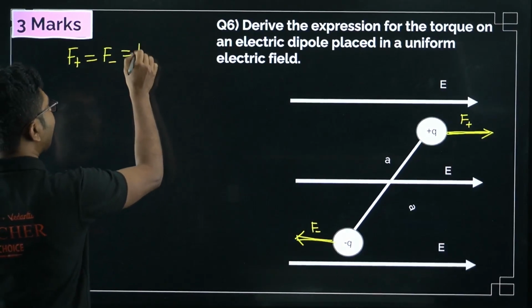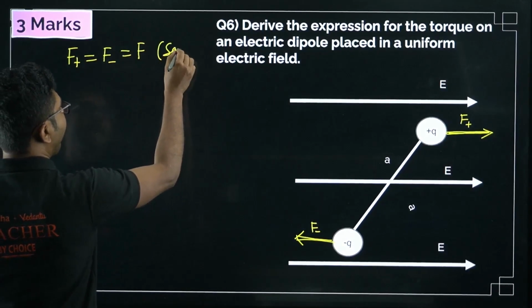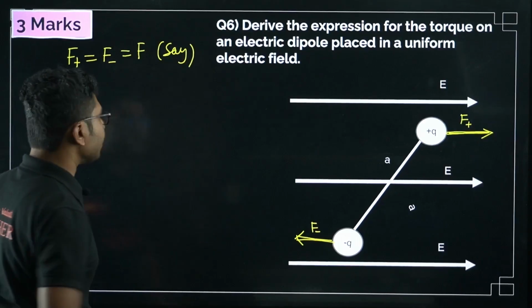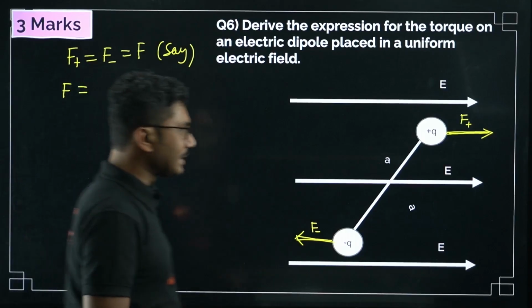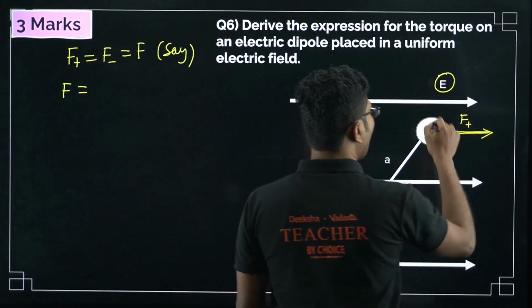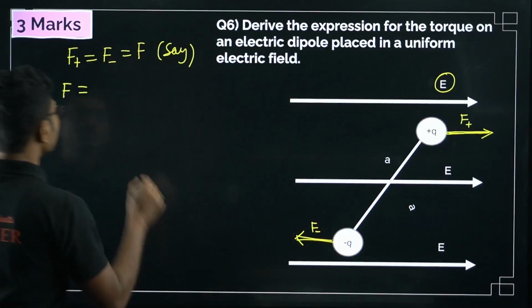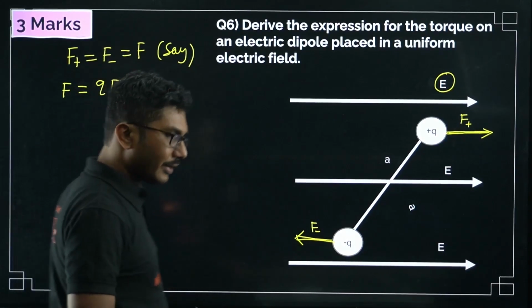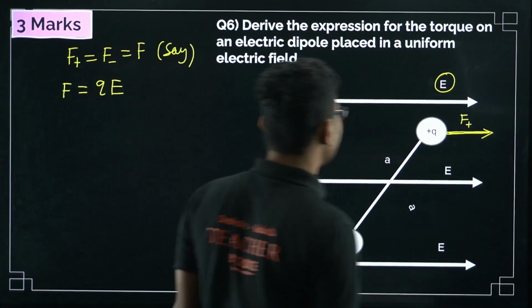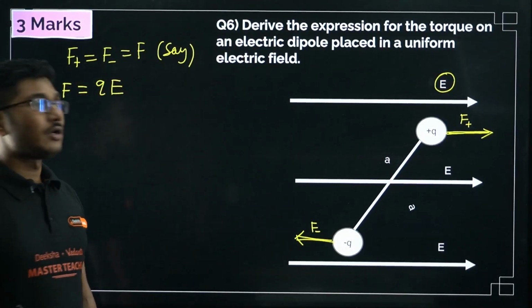What is that value? Say F. Magnitude wise, the forces are equal, and the directions are opposite. Now what is the value of F? The value of F is the electric field E times the charge Q. So the value of the force is Q into E, right? This is the force. Now what we are trying to find is the torque acting on this.